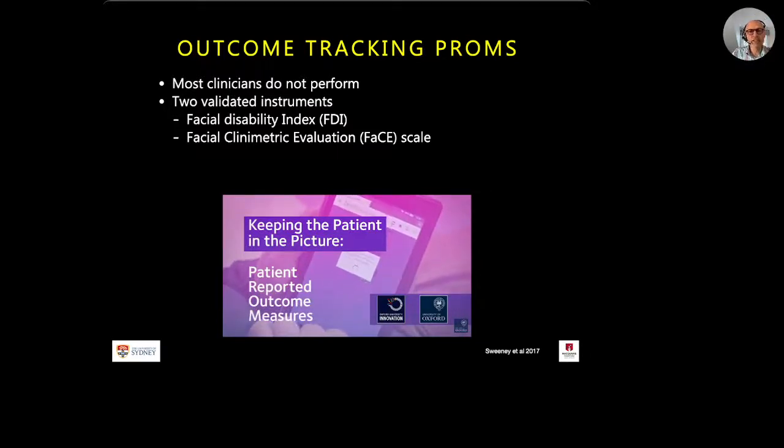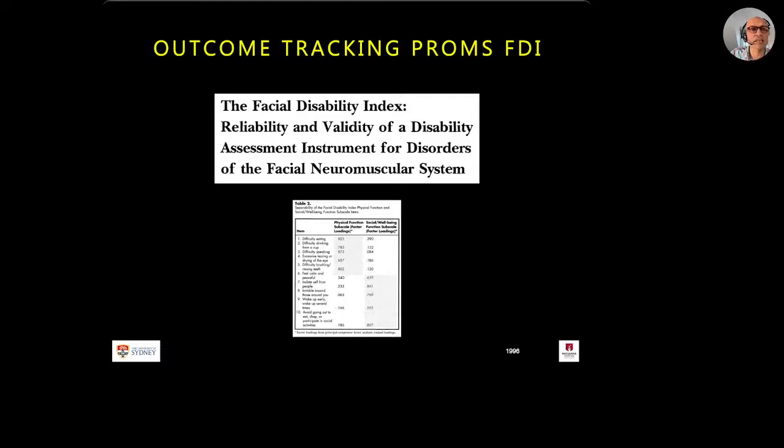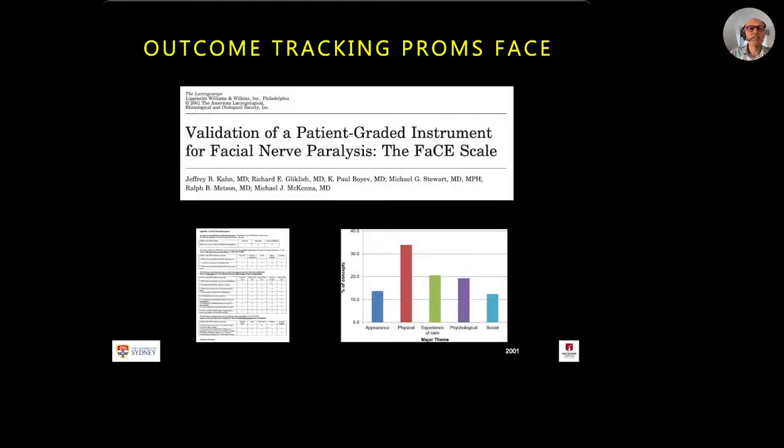There are two validated instruments that have been available for over 25 years for patient-related outcome measurement of facial nerve defects: the Facial Disability Index, and the Facial Clinimetric Evaluation Scale. The Disability Index, since 1996, has been a valid instrument with good inter- and intra-observer reliability, looking at difficulty in smiling, difficulty in drinking and eating, but also social situations where the patient may not want to engage and not go into social scenarios. And this has been nuanced with the FACE scale, which is a more nuanced scale with a patient-graded instrument that allows us to assess the impact on various domains with appearance, physical appearance, experience, and psychosocial effects on the patient.